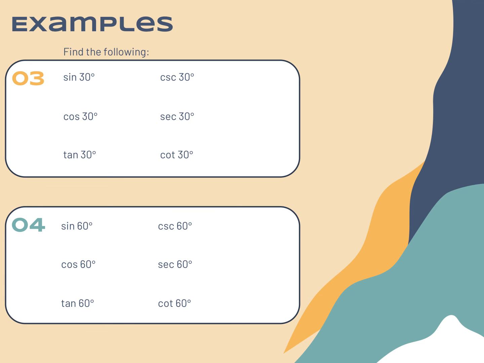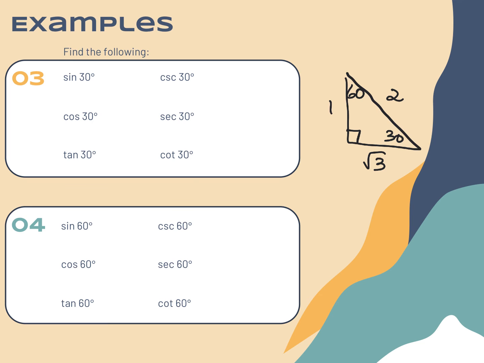So it wants me to find the 6 trig functions for the 30-degree angle, and then the 6 trig functions for the 60-degree angle. I'm going to go ahead and redraw the 30, 60, 90 triangle, and I'm going to label my sides based off of each angle. So if I draw first 30, and it doesn't matter where you place the 30 or the 60, what you're memorizing is that the side across from 30 is 1, across from 60 is the square root of 3, and then the hypotenuse is 2.